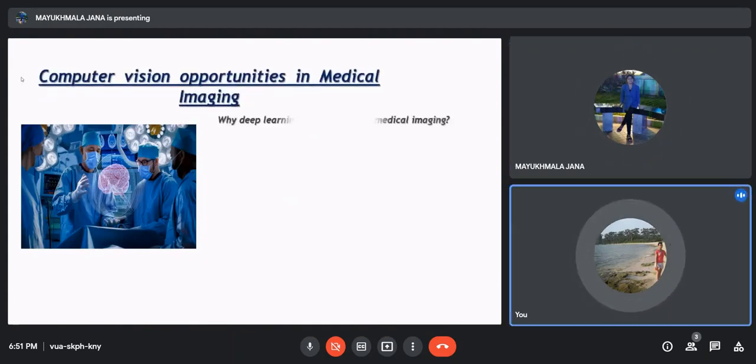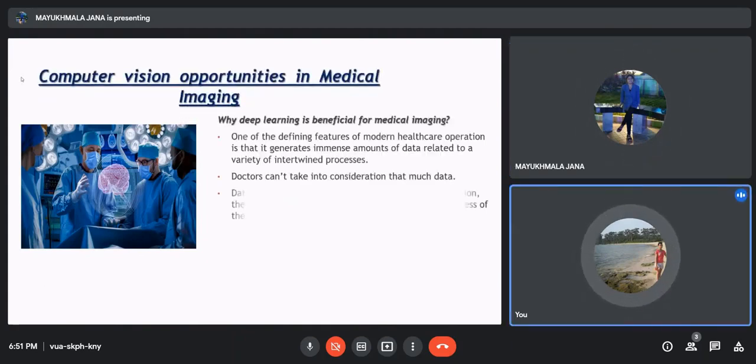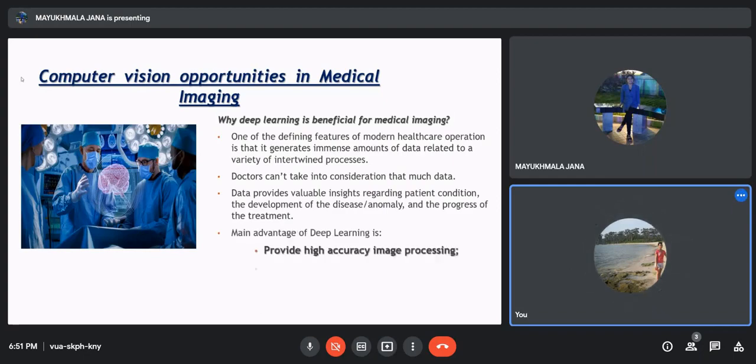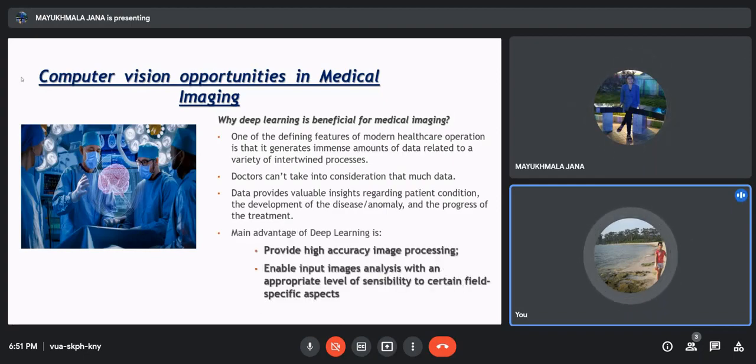In this slide, we discuss the use of computer vision in medical imaging. Since modern healthcare operations generate a large amount of data, these data provide valuable information regarding the condition of the patient, development of disease, and progress of treatment. Therefore, deep learning methods are able to provide a high accuracy rate and enable input image analysis with an appropriate level of sensibility to certain field-specific aspects.